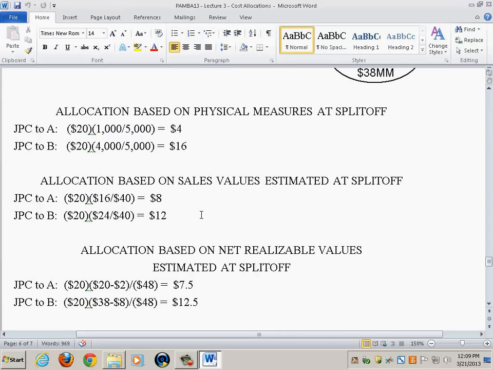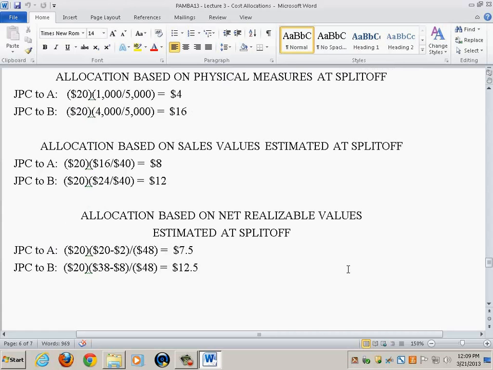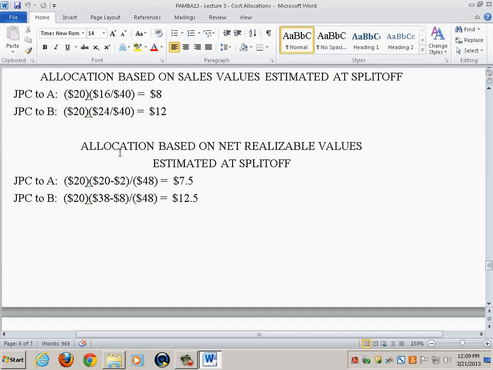So now the third method is to allocate the 20 million joint costs based on the net realizable value estimated at split off. So let's define what we mean by net realizable value.